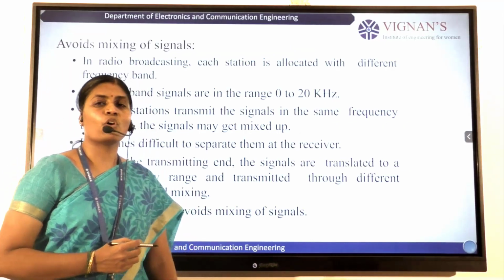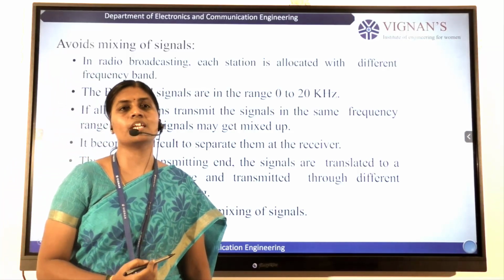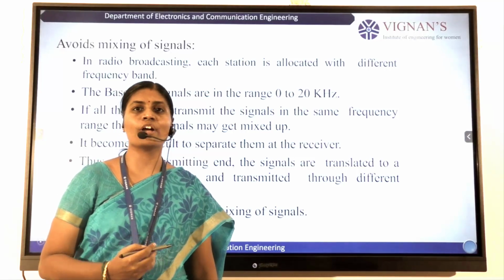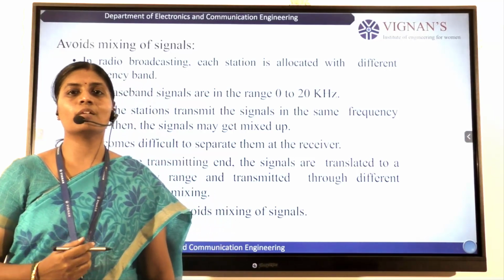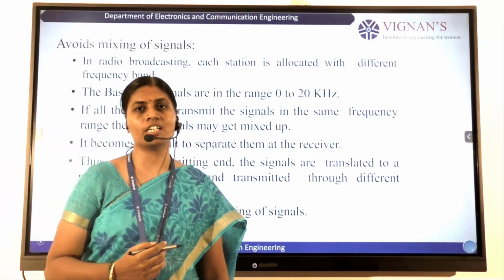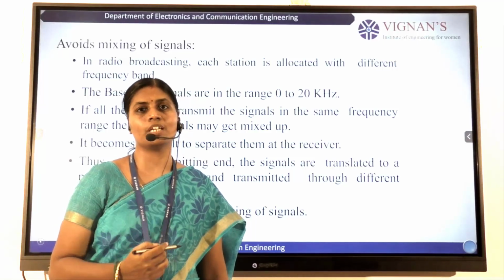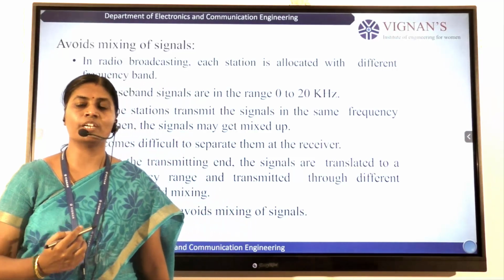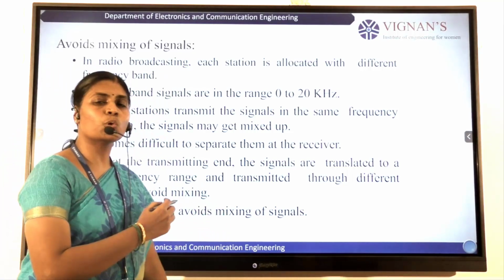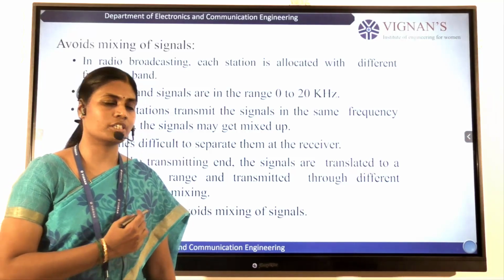Whenever we want to transmit a large number of signals on a common communication medium, these signals may get mixed up. To avoid the mixing of signals, with the help of modulation techniques, every signal can be transmitted with a different carrier signal, so that using the common medium, we can transmit all the signals at a time. So these are the two important reasons why we go for modulation techniques.